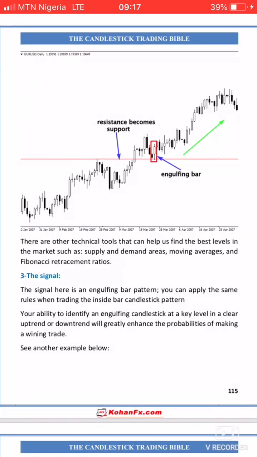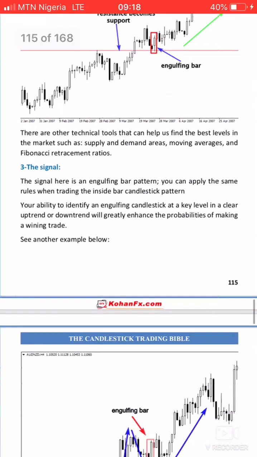The third is the signal. The signal here is an engulfing bar pattern. You can apply the same rules when trading the inside bar candlestick pattern. Your ability to identify an engulfing candlestick at a key level in a clear uptrend or downtrend will greatly enhance the probabilities of making a winning trade. See another example below.